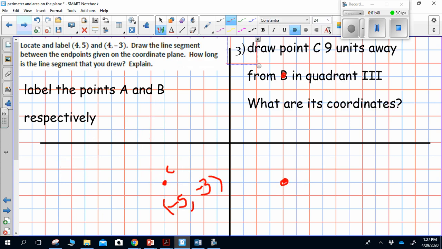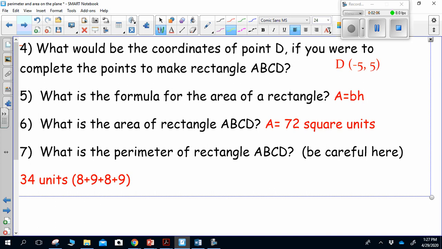Okay, the next question, I asked you to draw a point that was 9 units away, and it had to be in quadrant 3. So remember that when you draw your quadrants, you draw the letter C, 1, 2, 3. So it had to be here. And if I'm going 9 units away from 4, -3, I'm going to be looking at a difference in my x values. So that's how I got -5, -3. All right, the answer for number 4 is -5, 5.